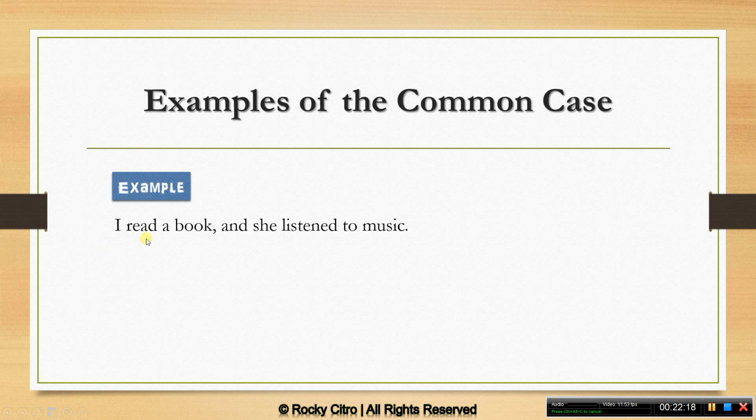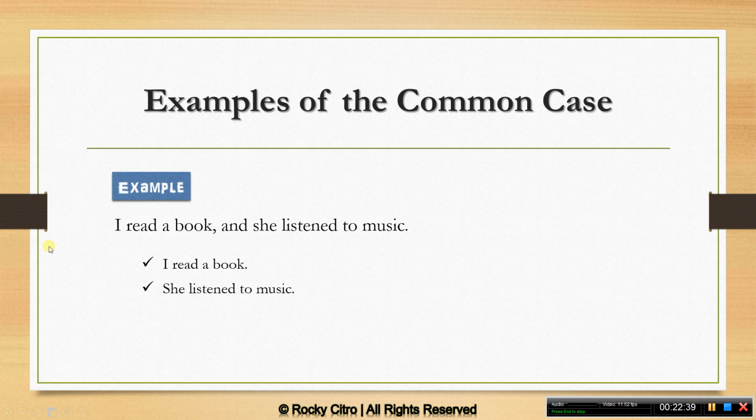I read a book and she listened to music. Well, we have to do our test. What were the 2 requirements for when to use a comma? First, we have to see if the 2 elements can stand on their own as grammatically complete sentences. The first one, I read a book. Yes, that certainly can. The second one, she listened to music. Yes, that can also stand on its own.